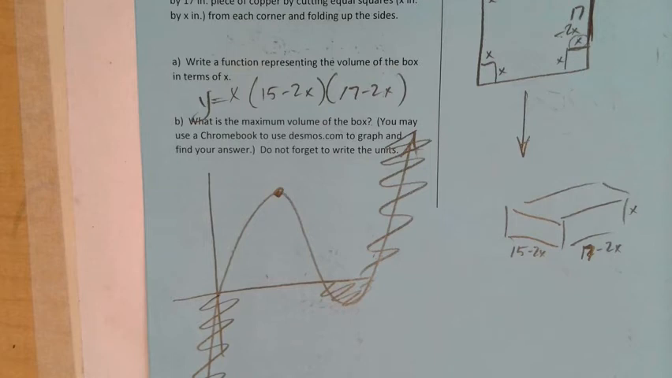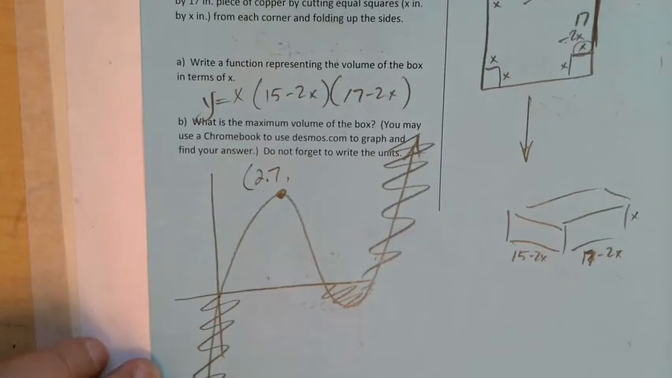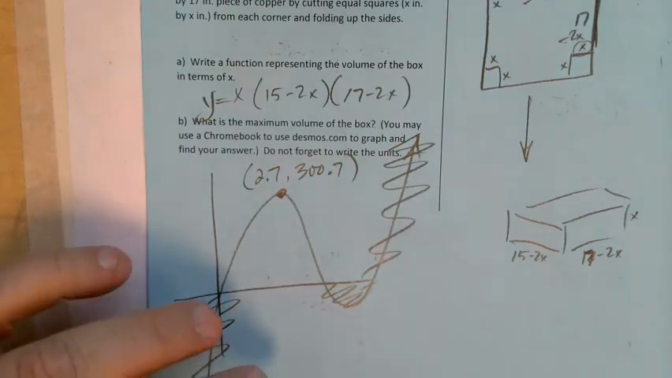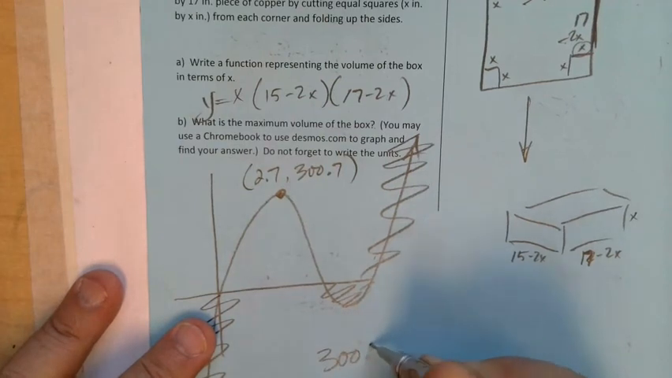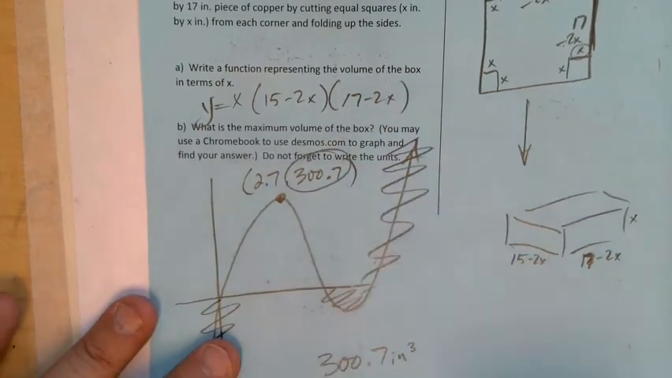So I'm graphing x times 15 minus 2x times 17 minus 2x. You're just going to have to do this on your own on Desmos. And I get this graph. I'm having to scroll up and zoom out for a little bit, but I finally found it. I get the point, and I'm going to round this to one decimal place, 2.7 and 300.7. Okay, now the maximum volume is the y value here. So it's 300.7 cubic inches. That's the maximum volume.